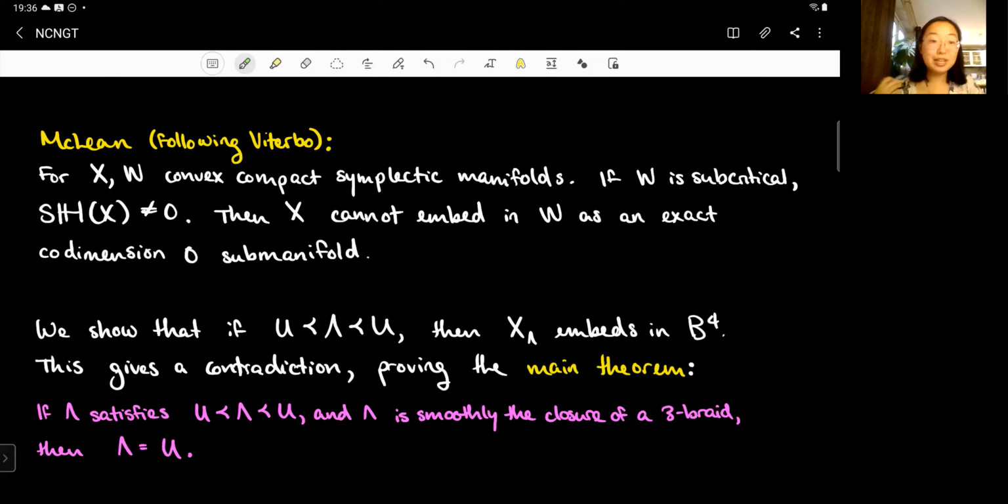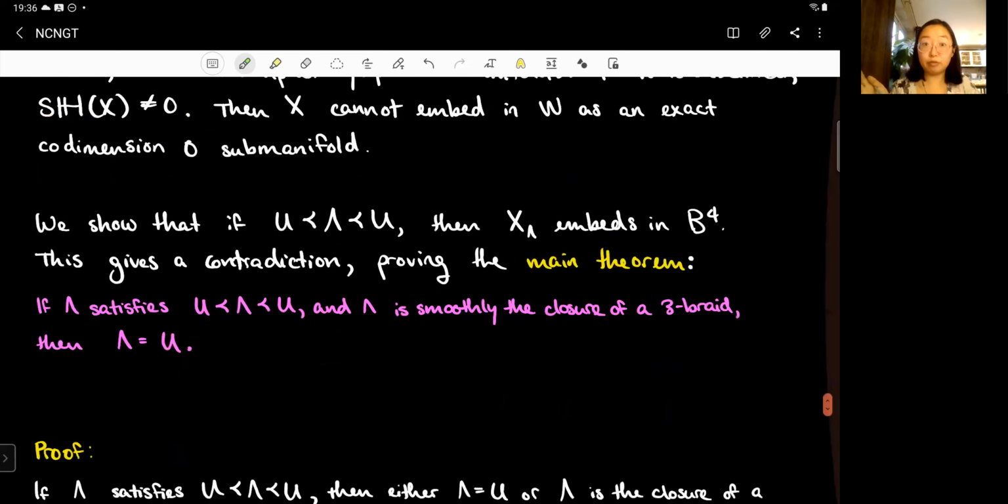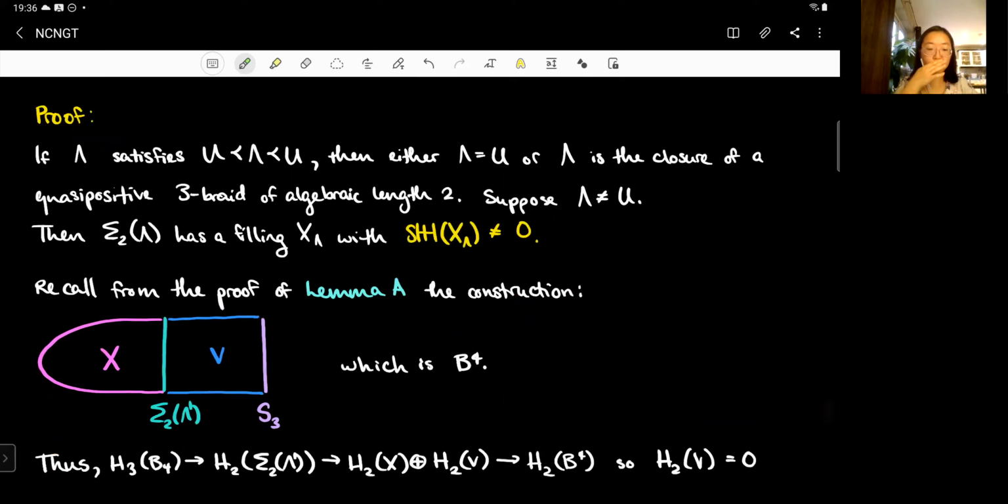Recall the statement of the main theorem is that if lambda satisfies U is concordant to lambda is concordant to U, and lambda is smoothly the closure of a 3 braid, then lambda has to be the unknot. Okay, so the proof goes roughly as follows. If lambda satisfies U is concordant to lambda is concordant to U, then either lambda is the unknot or it's the closure of a quasi-positive 3 braid of algebraic length 2. So supposing that it isn't the unknot, then the double cover has to have a filling X lambda with non-zero symplectic homology. This follows from all the work we've done so far.